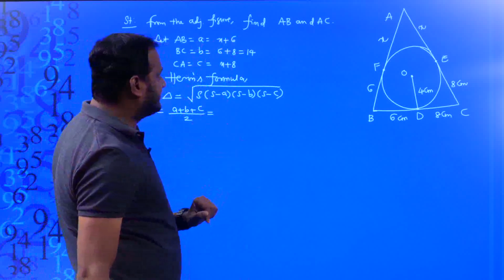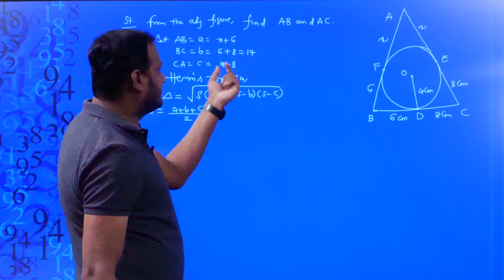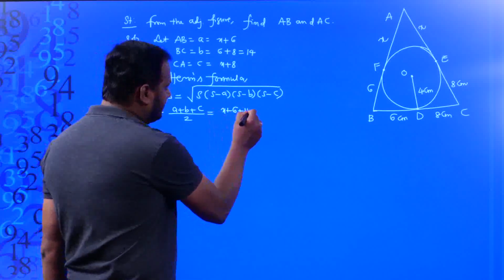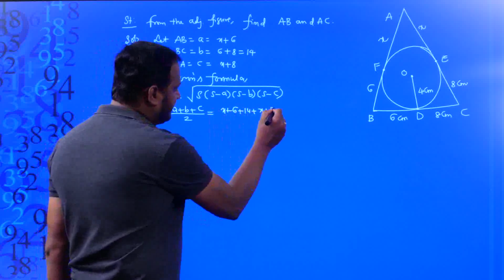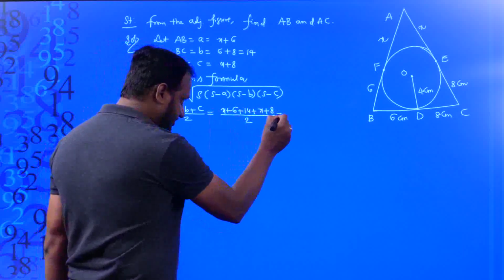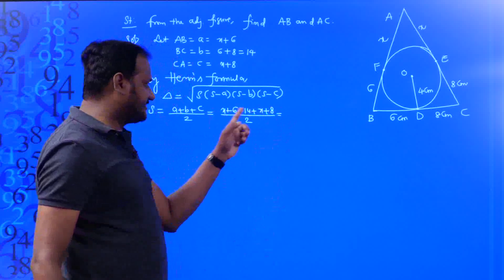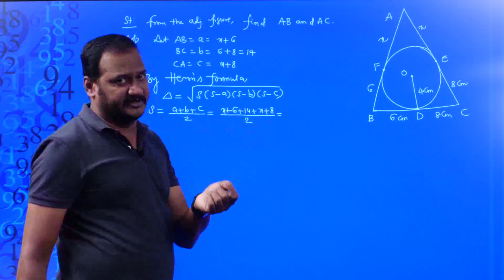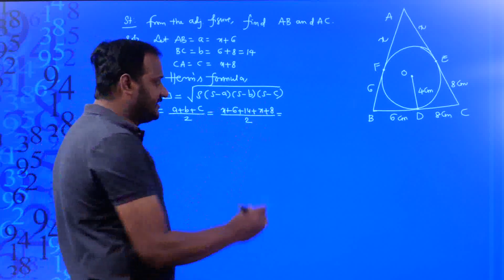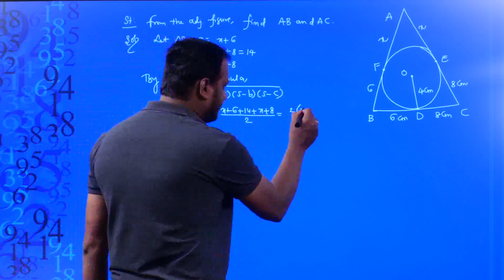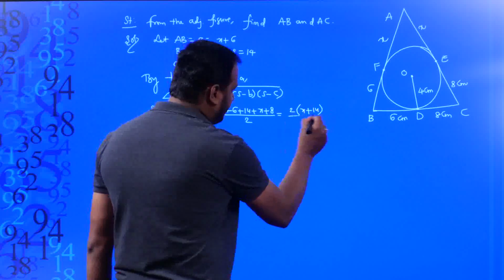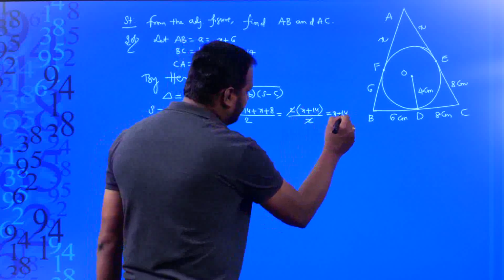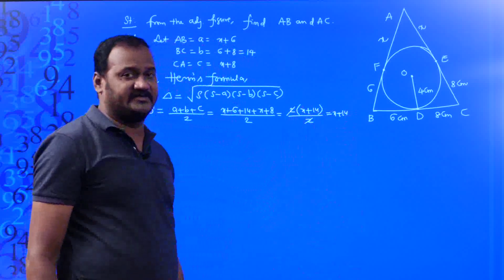a is equal to x plus 6, b is equal to 14, c is equal to x plus 8. I am going to substitute. So x plus 6 plus 14 plus x plus 8, whole divided by 2. See here, x plus x equal to 2x, 6 plus 8 equal to 14, plus 14, that is 2 times 14. So 2x plus 2 times 14. Can I take one 2 common? Then I would say x plus 14, whole divided by 2. So 2 and 2 get cancelled. Finally, I got x plus 14 as the semi perimeter of the triangle.